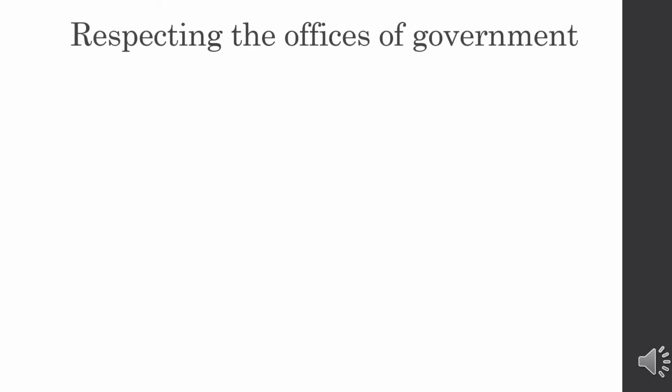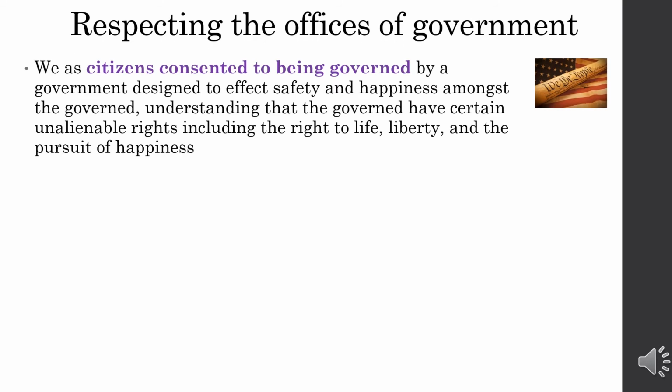Citizens have duties and responsibilities, and you just learned that we also have personal traits that make us good citizens. But we have one piece left to this puzzle, and that's respecting the offices of government. We as citizens consented to being governed by a government designed to affect safety and happiness amongst the governed, understanding that the governed have certain unalienable rights, including the right to life, liberty, and the pursuit of happiness. Our forefathers agreed to this, and so do you. Well, what does that mean?